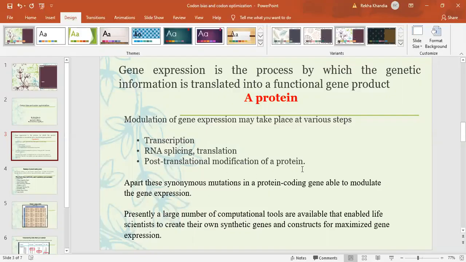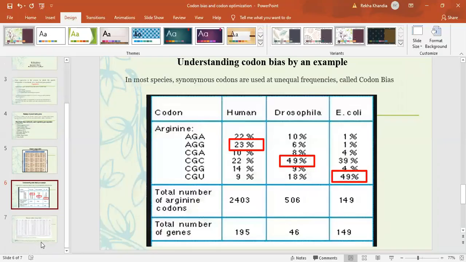the protein. And apart from these steps, the expression of a gene can be modulated at the level of synonymous mutations. How? Synonymous mutations are also able to modulate gene expression, because in a gene few codons are preferred, while other codons are not as preferred. To understand this, I will take the example of a table.